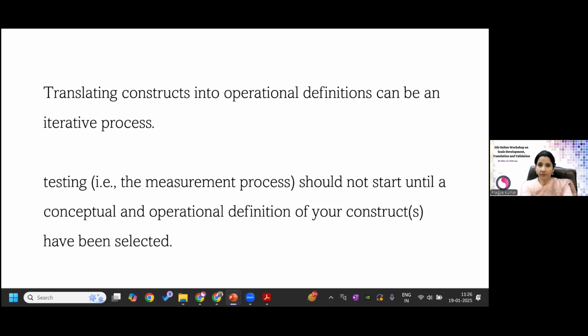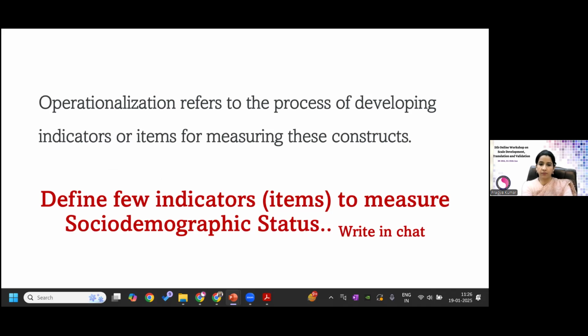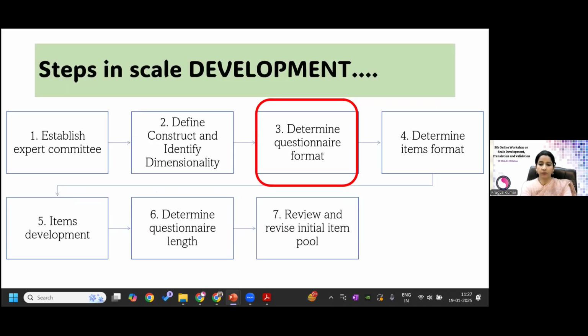So the measuring process doesn't start until and unless you operationalize your construct. So what do I mean by operationalization? Basically, operationalization is the process of making or identifying items or indicators for measuring the construct. Like we have seen yesterday, the measurement of socio-demographic status: there's occupation, income, and so on. And again, you can add a few more things regarding the socio-demographic status. So this is regarding the identification of the construct and dimensionality.